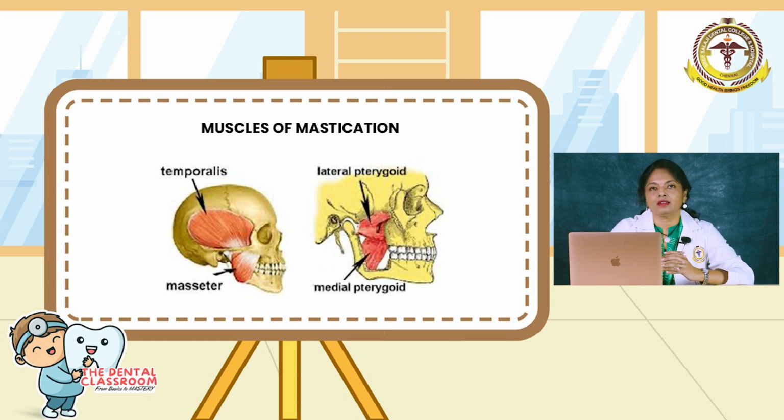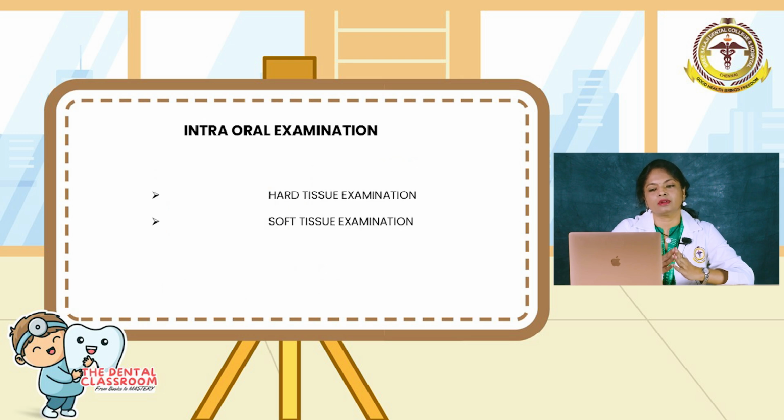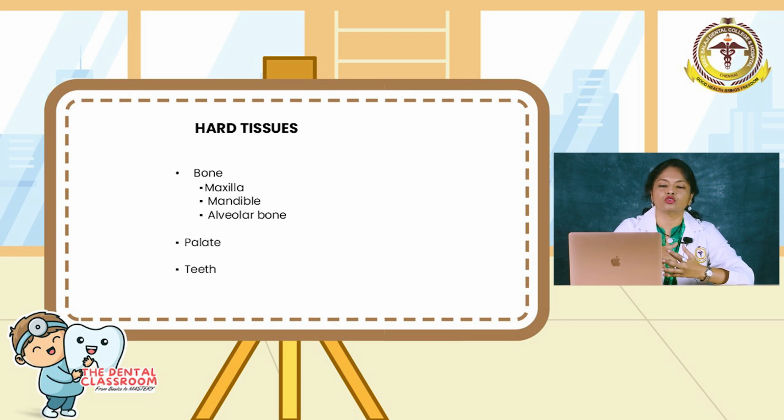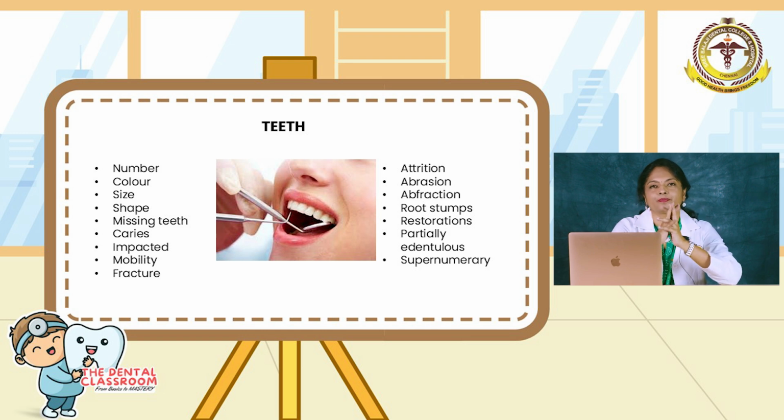So, from extraoral examination, we are moving into intraoral examination, which again can be classified into hard tissue examination and soft tissue examination. Under hard tissue examination, we look for the bone, the maxilla and mandible and the alveolar bone. Then we look into the palate and the teeth. Teeth. So, first we check for the number. We check whether the full complement of teeth are present. Then we look for the color of the teeth.